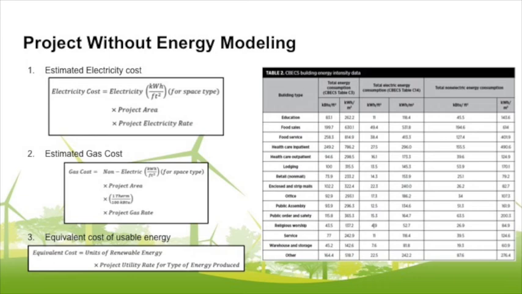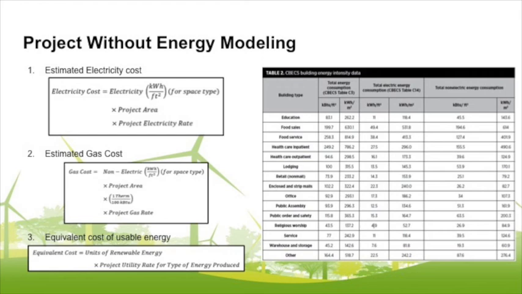For projects without energy modeling, you must find the total electricity cost, total gas cost, and the equivalent cost of usable energy produced. The electricity cost is found using the sum of electricity consumption for each space type times the cost of electricity. These energy statistics can be found in Table 2 to the right. The gas cost can be calculated using the same steps as were just used in finding the electricity cost. The equivalent cost of renewable is thus the amount of capable renewable production times the rate of the utility the renewable is replacing.